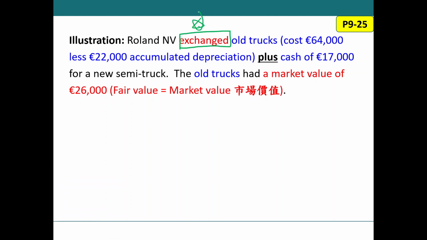So what did you get? Another asset. So you got another asset. Okay? So you use your old truck. So this is your old truck. Your old truck book value after step 1. Book value is cost minus accumulated depreciation. So you got the book value should be how much? $42,000. Cost minus accumulated depreciation after step 1.